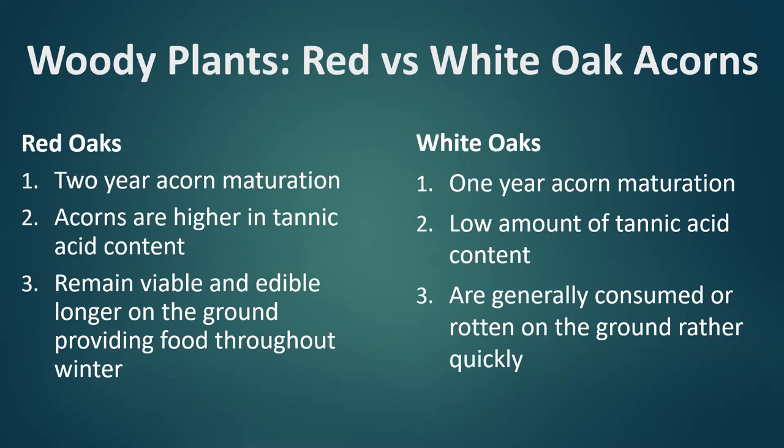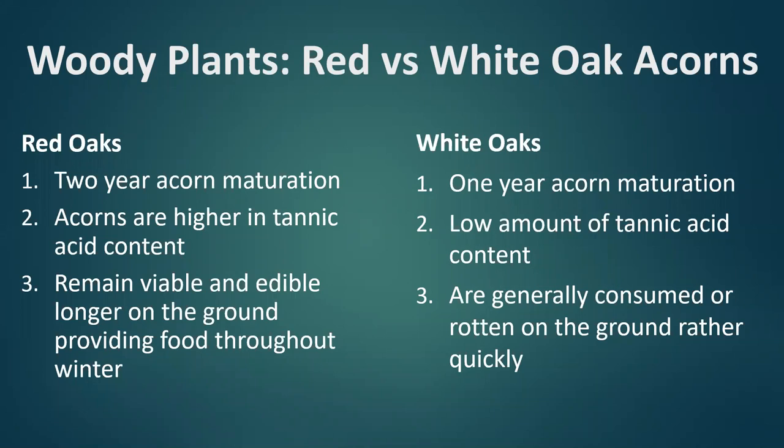Now the red oak acorns are higher in tannic content than white oaks, and that makes them taste a little bit more bitter. And that is why, given a choice, most species of wildlife, deer in particular, will focus on white oak acorns early in fall, and then they may transition to red oaks later in the year.